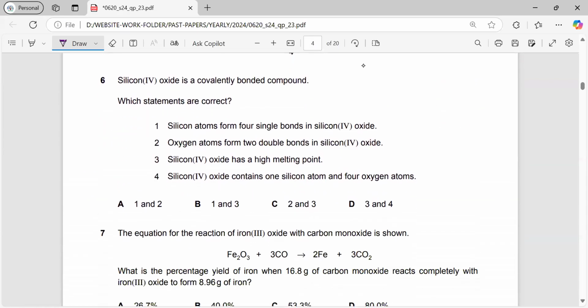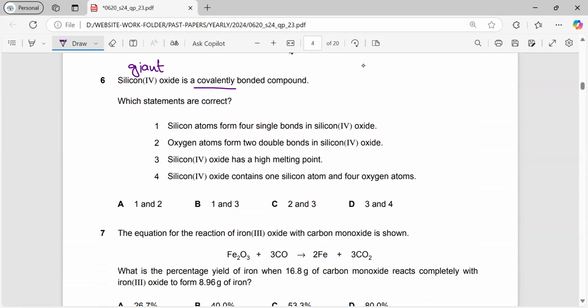Question number 6. Silicon oxide is a covalently bonded molecule. Which statements are correct? Now, it's a covalently bonded compound and also it's a giant structure. Silicon oxide is a giant structure. Which statements are correct?